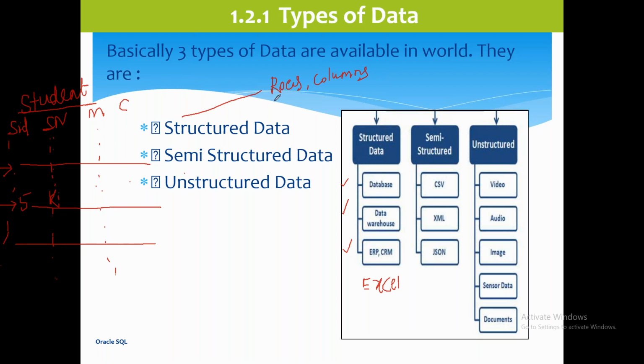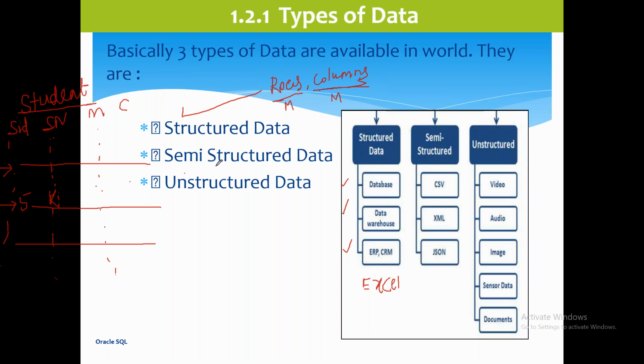So if we take row wise, we are getting meaning. If you take column wise, we are getting meaning. Both ways we are getting meaningful information. So those kind of data are called structured data. It consists of rows and columns, and individually, independently, if we take rows as well as columns, we get meaningful information. Those kind of data are called structured data. What are those? Any database with tables, data warehouse, ERP, CRM, Excel, all these are structured data.